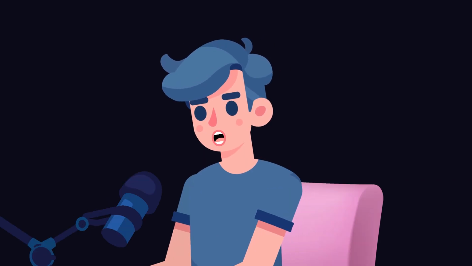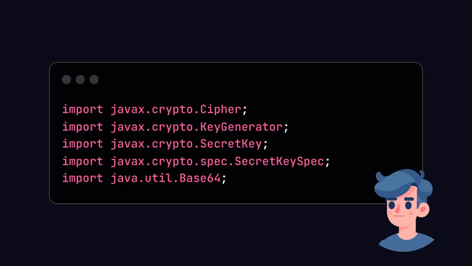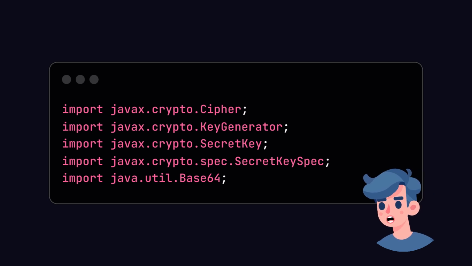Now, let's implement AES encryption and decryption in Java. We'll use the Java Cryptography Architecture, JCA, for this. Before we start coding, ensure you have Java installed and ready to go. First, let's import the required libraries. We'll need javax.crypto classes for encryption and decryption, and java.security for generating keys.